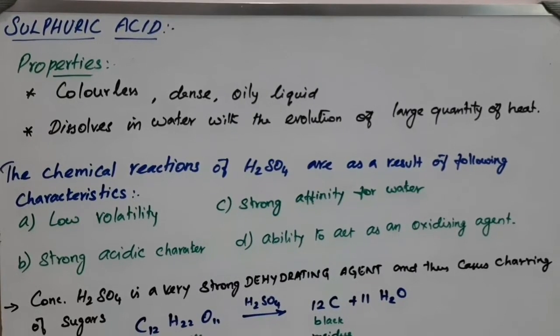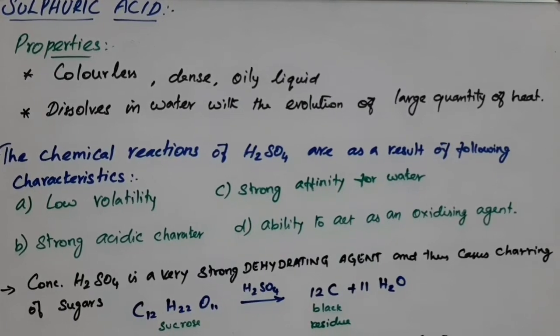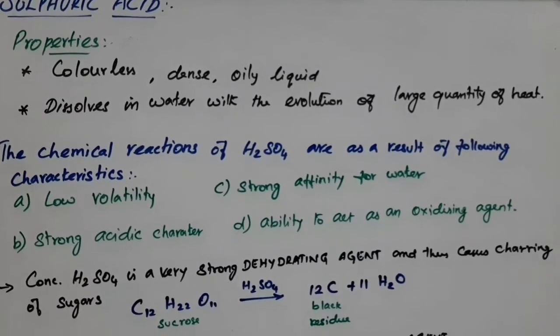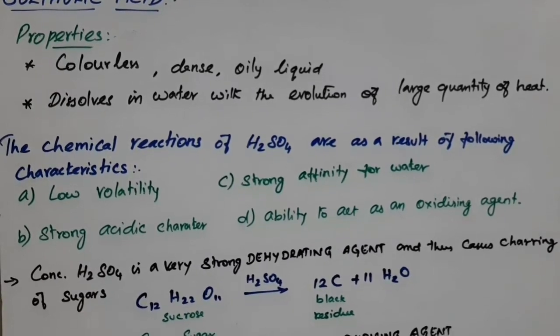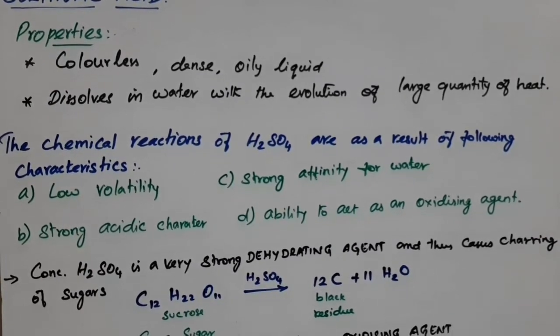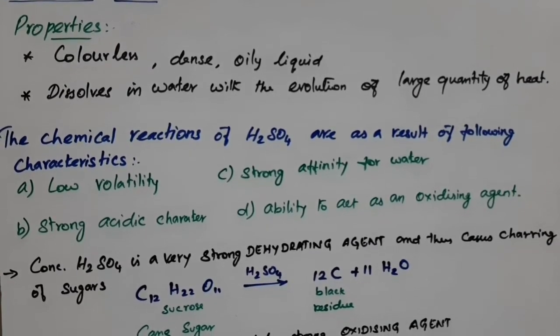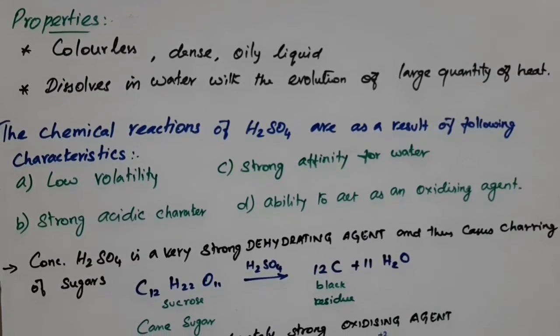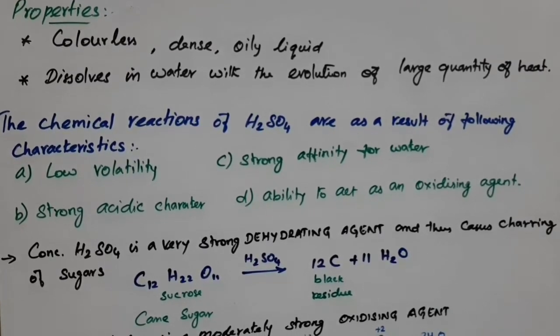It is a colorless, dense, oily liquid. Its specific gravity is 1.84 at 298 Kelvin. Its freezing point is 283 Kelvin, and its boiling point is 611 Kelvin. When it is dissolved in water, a large quantity of heat is evolved.